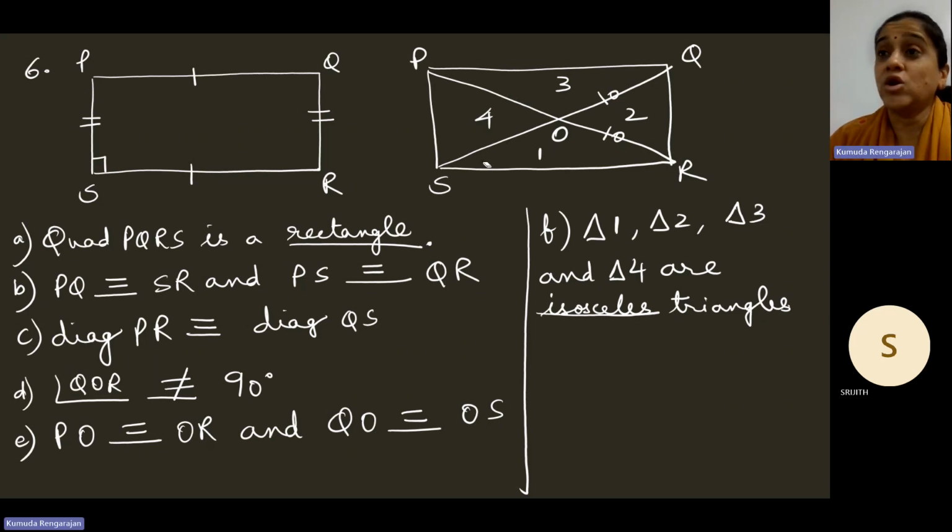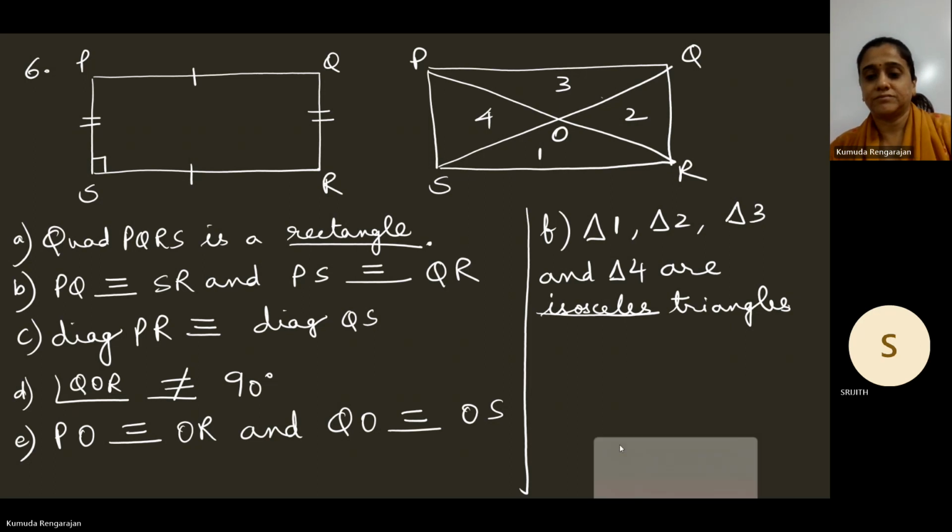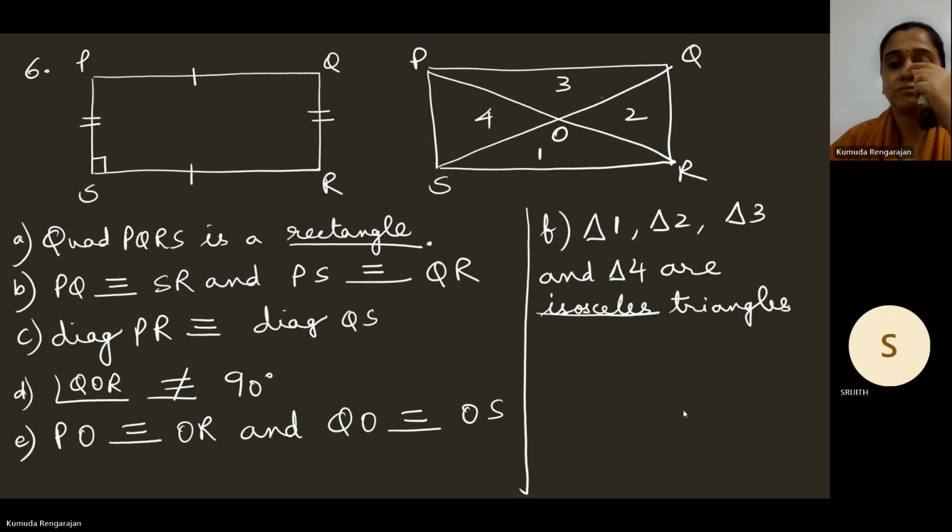No, because the diagonals are not perpendicular to each other. So we can't have right triangles here. Meaning triangles 1, 2, 3, 4 cannot be right triangles.